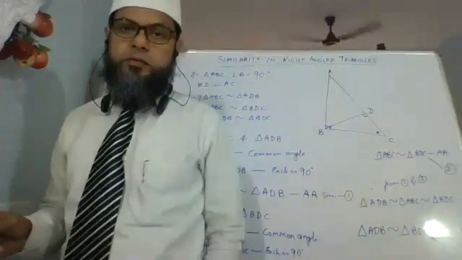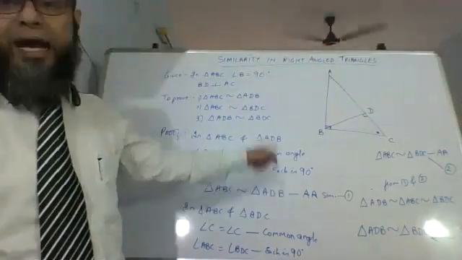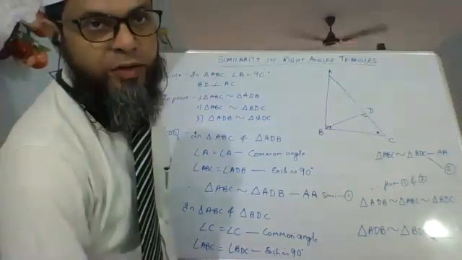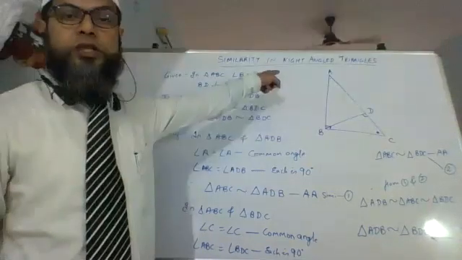Is this clear? Copy this, and if you have not understood something, ask. Because this we are directly going to use when we are going to prove Pythagoras theorem. That's the next theorem that we are going to do. When we are going to prove Pythagoras theorem, we are directly going to use this property.